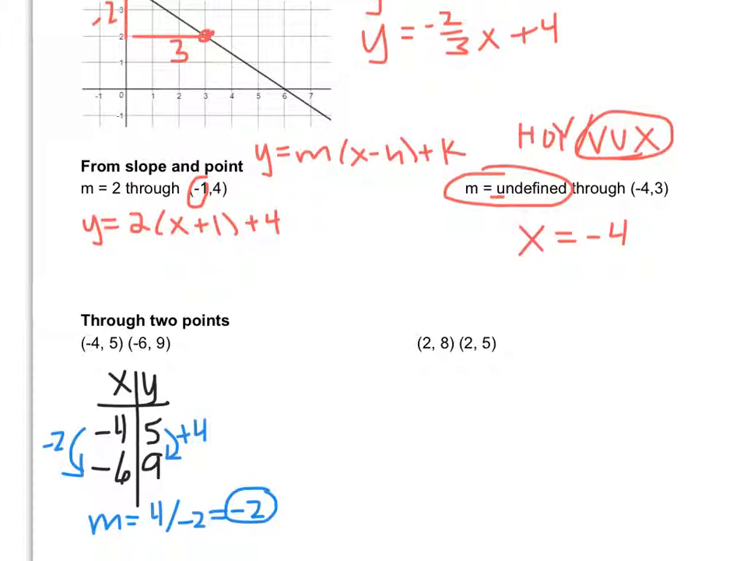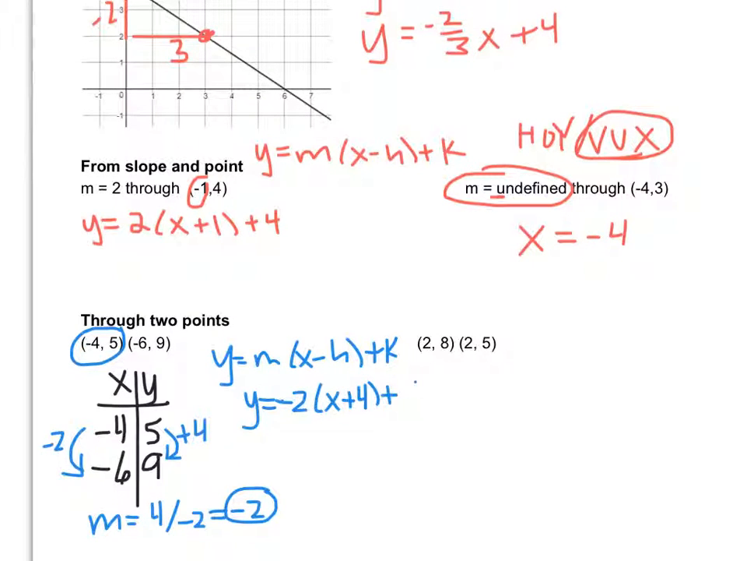Now I choose a point. I'll choose the first one. And I plug it in. y equals m times x minus h plus k. So y equals negative 2, my slope, times x minus means opposite, so plus 4, plus 5.